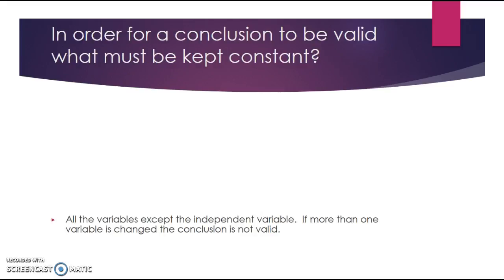In order for a conclusion to be valid, what must be kept constant? All of the variables except for the independent variable. If there's more than one variable change, the conclusion cannot be valid.